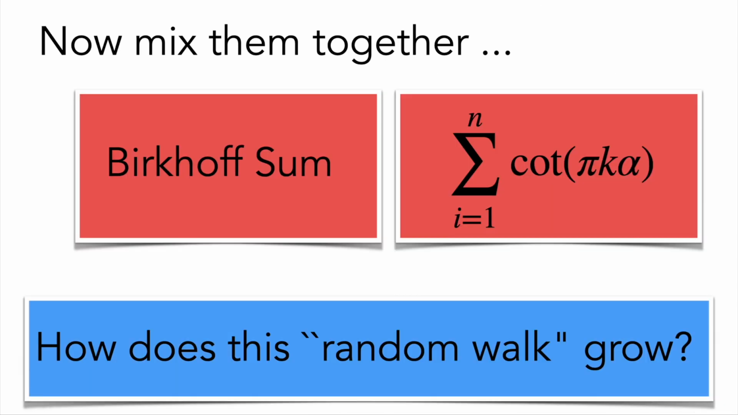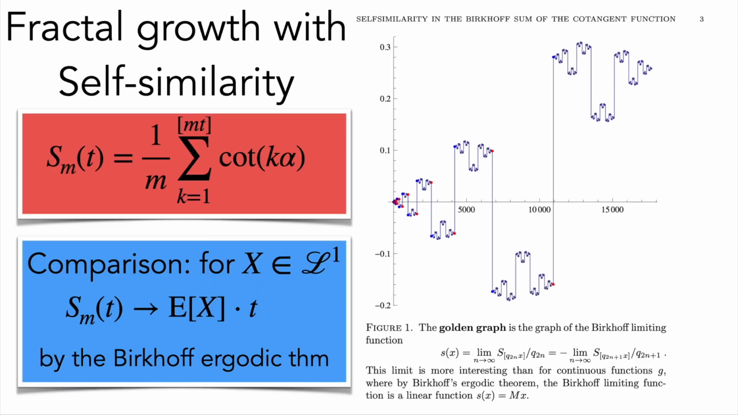Now put them together and build the Birkhoff sums. How does this grow? And we get a random walk which is completely solvable. So for L1 random variables, we have the usual, just the linear average growth. That's the Birkhoff ergodic theorem. But here the growth rate is not linear, so the sum doesn't grow linearly, but grows in a fractal way. That's the end.